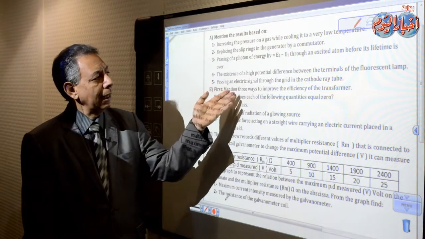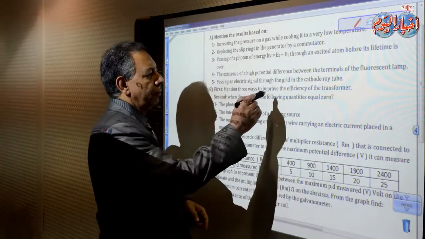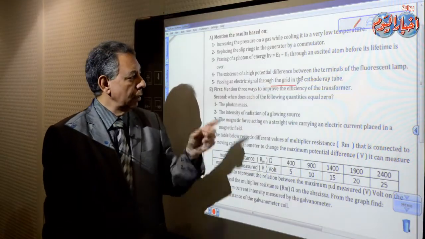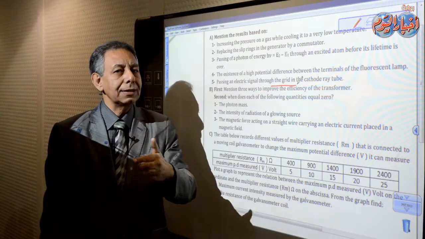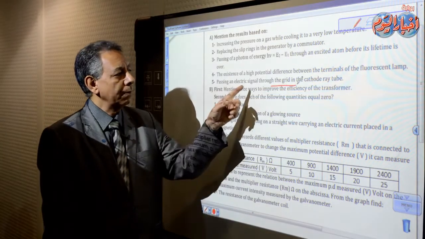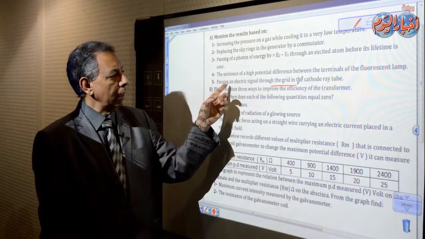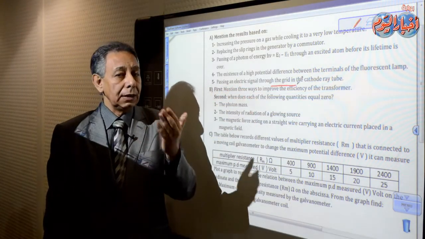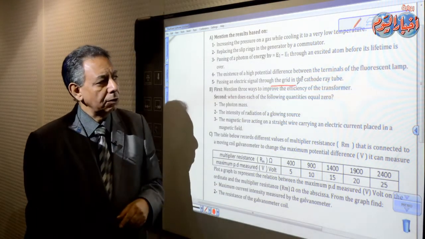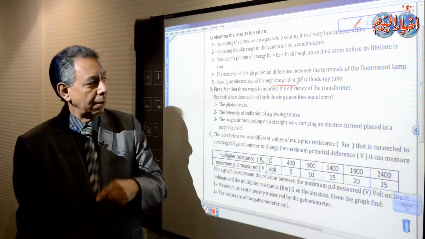Finally, passing an electric signal through the grid in the cathode ray tube. Very important here, the word grid. The question is about the cathode ray tube, not about the electric signal. The word electric signal is repeated in different positions in the syllabus, but we are going to talk about the cathode ray tube, so remember that. When an electric signal is passed through the grid, it varies the negative potential of the grid, controlling the intensity of the electron beam, controlling the intensity of glowing on the screen, and that forms the image.